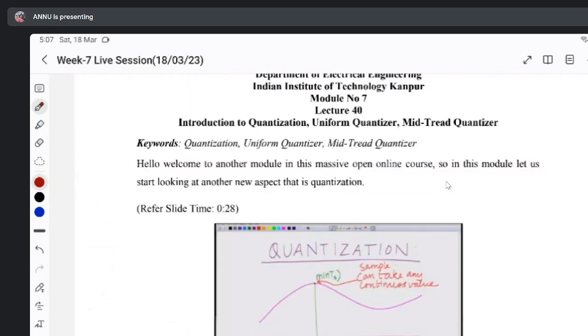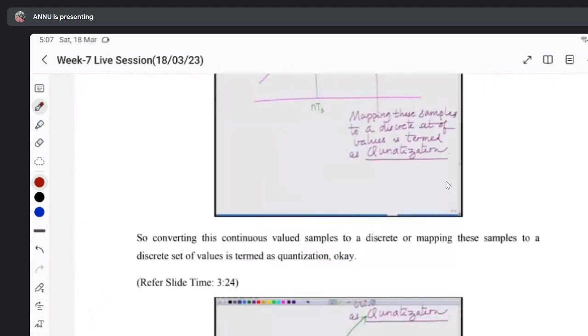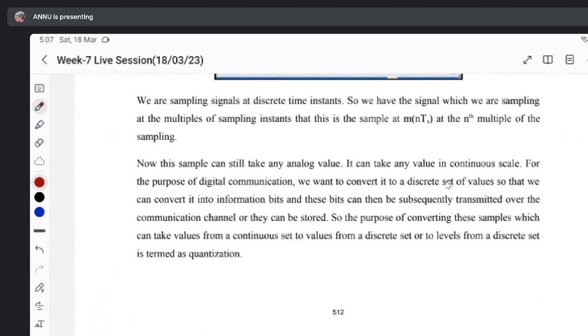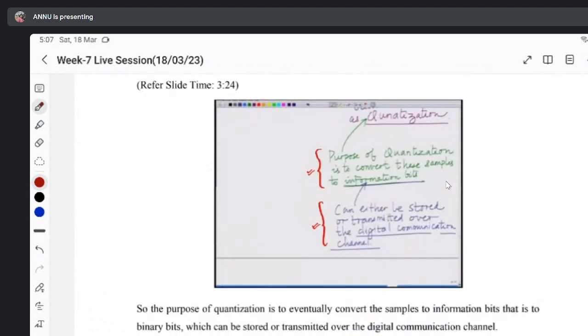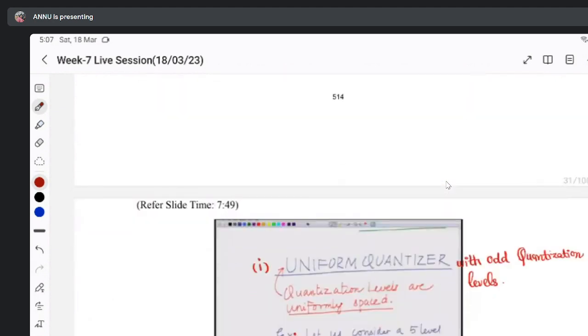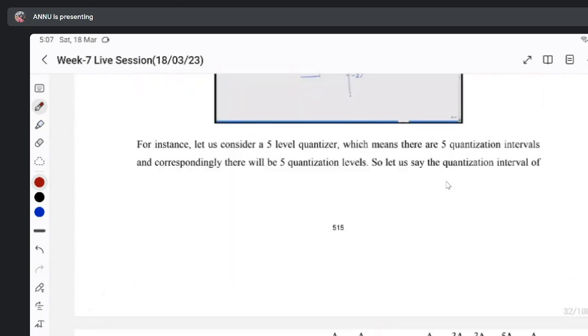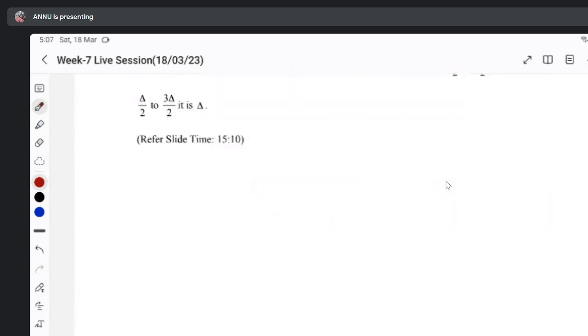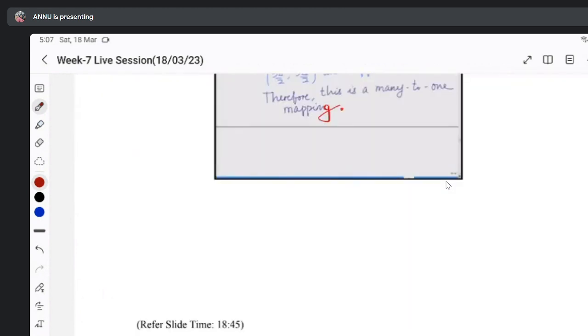Uniform quantizer, mid-riser quantizer. So this is all. Sir, you have read this all in digital communication, right? Quantization. Yes, madam. Broadly I understood, but not in detail. Uniform quantization, delta ratios. Okay.